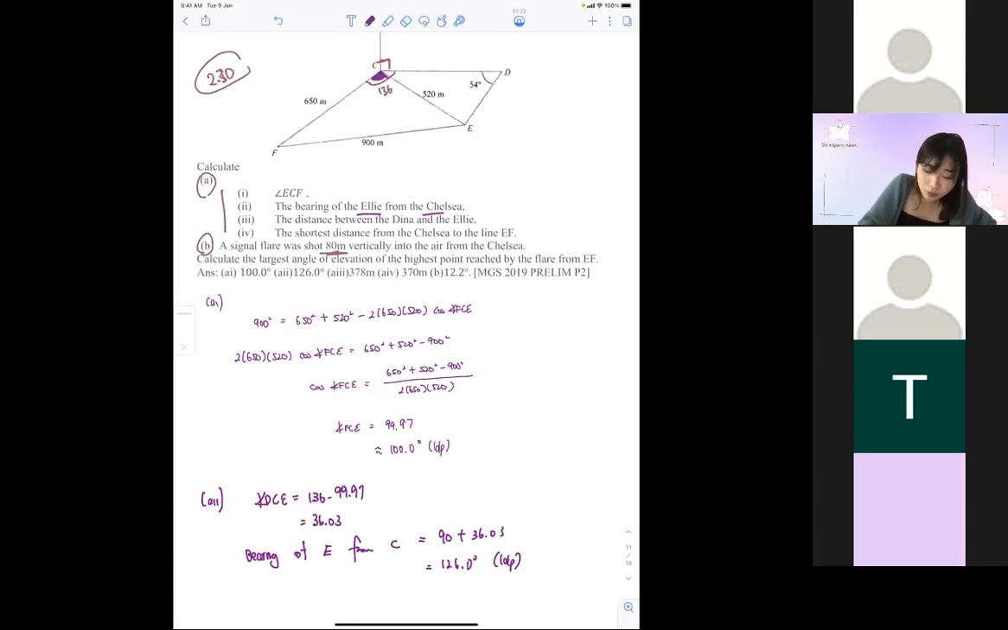Usually in one question they won't make you do cosine rule twice. So just put in the value here, 36.03. This is 99.97.